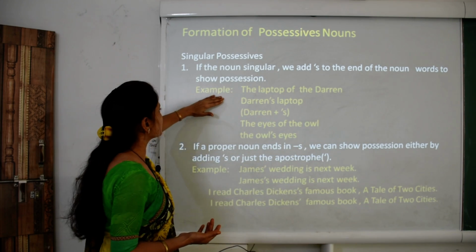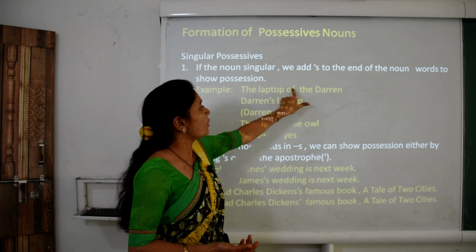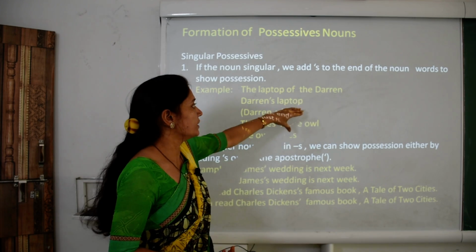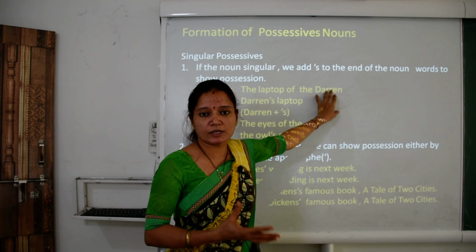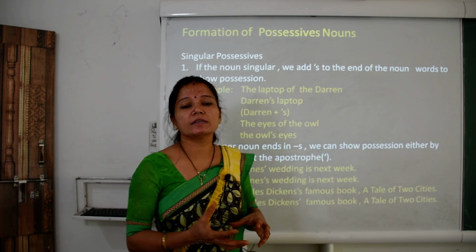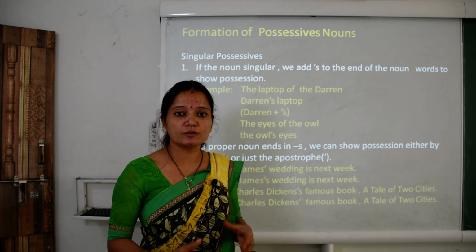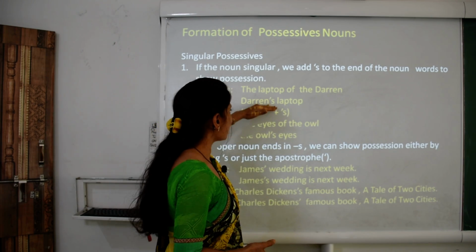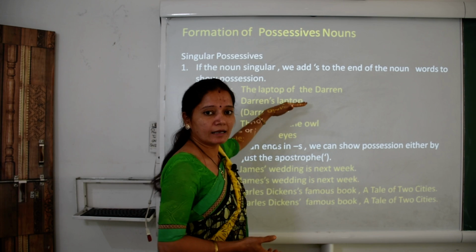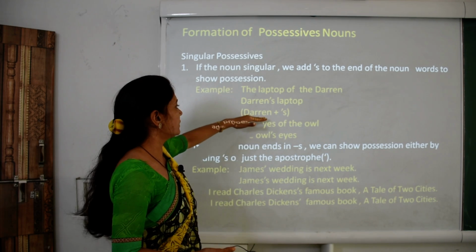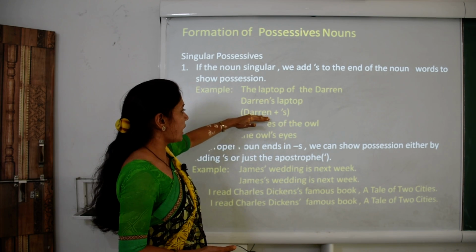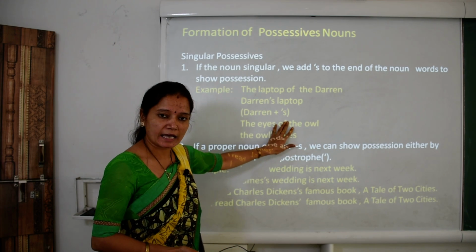So let's look at some examples. The laptop of Darren. Here Darren is a singular noun, a singular word. So we'll use apostrophe s with it to show the possession. So the sentence will be Darren's laptop. So what we did here, we added apostrophe s with the noun Darren.